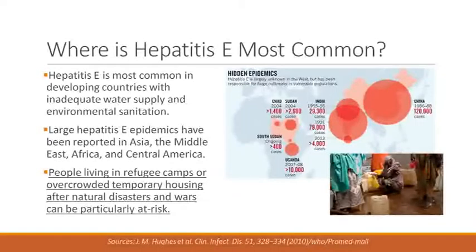Hepatitis E is most common in developing countries with inadequate water supply and environmental sanitation. Large hepatitis E epidemics have been reported in Asia, the Middle East, Africa, and Central America. People who live in refugee camps or overcrowded temporary housing after natural disasters and wars can be at high risk of infection with hepatitis E virus due to very close transmission in such settings.